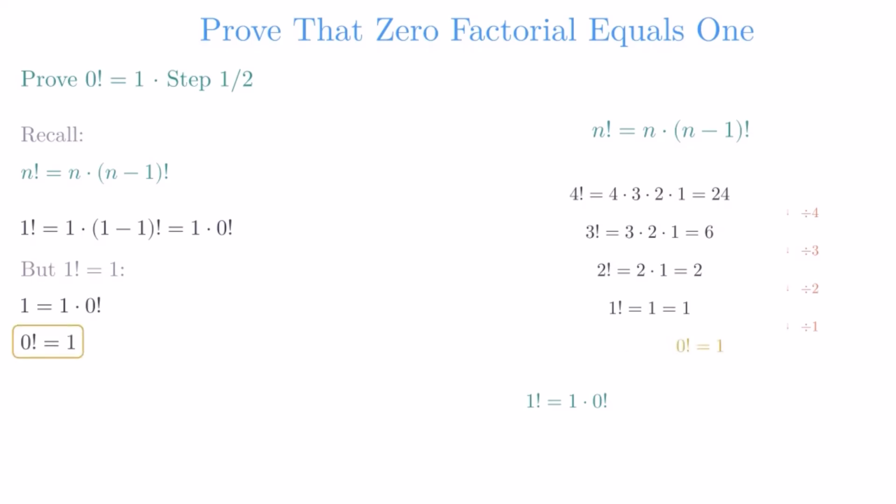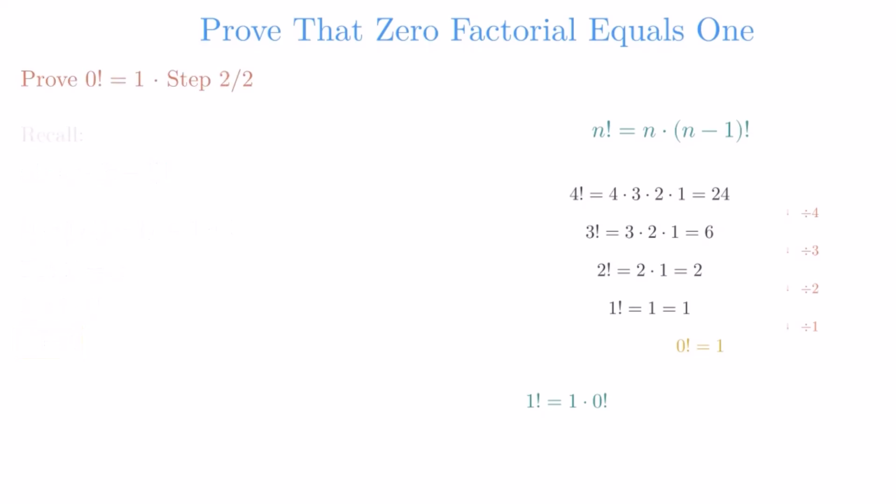Let's also see this from the divide by n pattern. Step 2. Rearranging the recursion. Each previous factorial equals the next one divided by n. 3 factorial is 4 factorial divided by 4, giving 6.